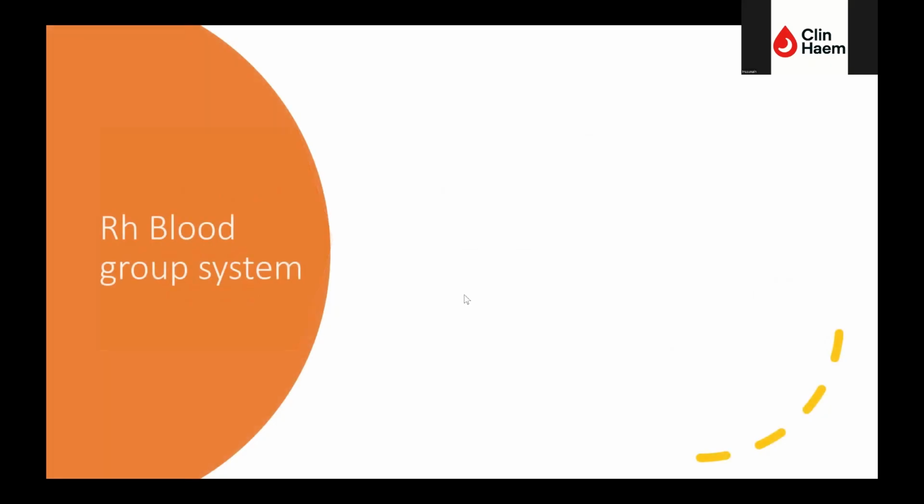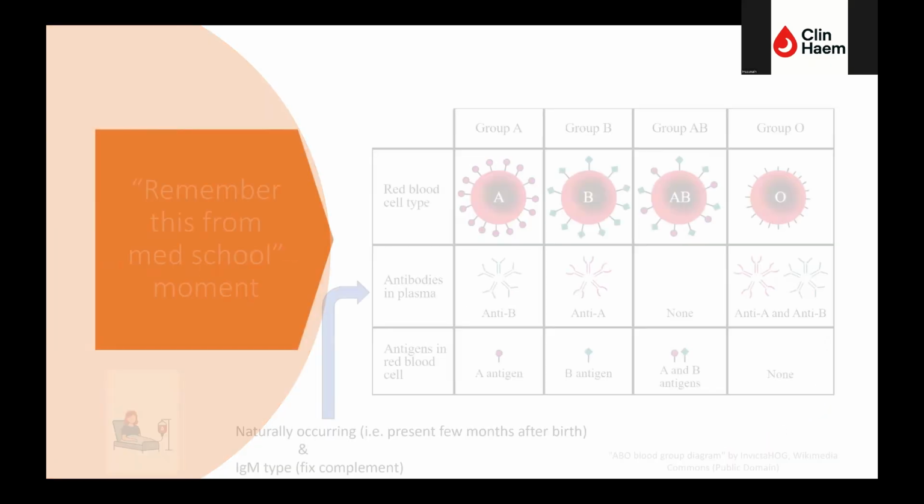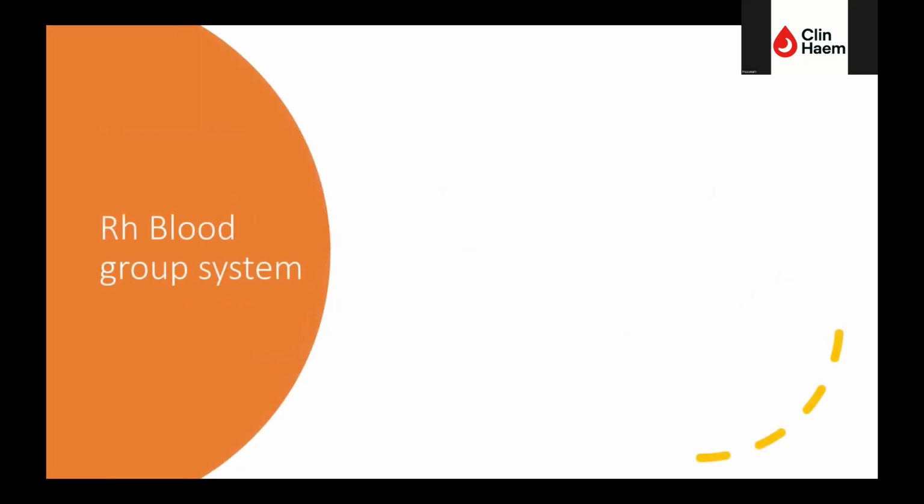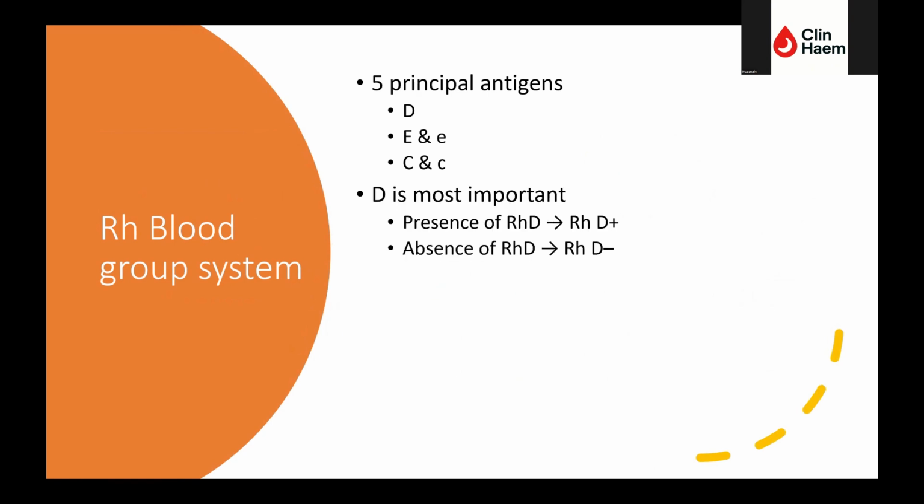Now, I hope this is clear. And in contrast to that, we will move to the RH blood group system. The RH blood group system has five different principal antigens: D, capital E, small e, capital C, small c. The D antigen is the most important.